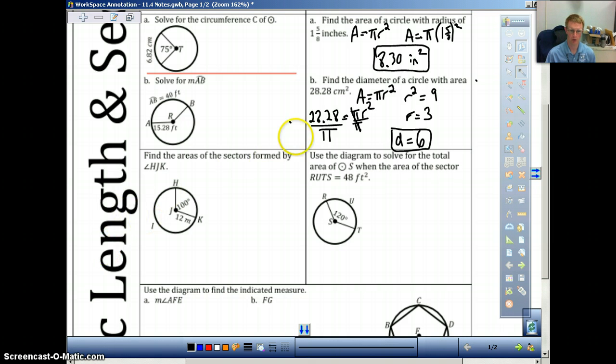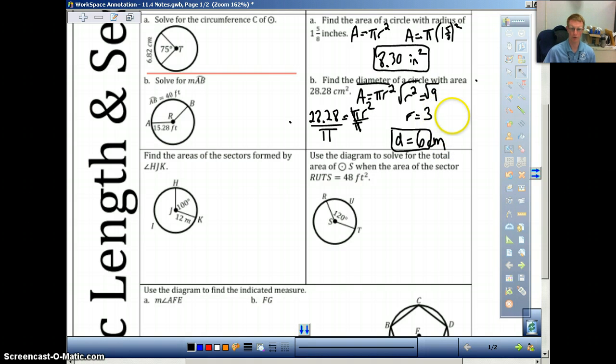All right, so you should have plugged in 28.28 for your area. Divide both sides by pi. You would get r squared equals 9. Then you have to take the square root of both sides, and you get r is equal to 3. Now remember, that's not your answer. It's asking for diameter. So you have to double your radius to get your diameter. Remember, the diameter is twice the radius. Diameter goes across the entire circle. The radius only goes from the center out to the edge. So your diameter there is 6 centimeters.